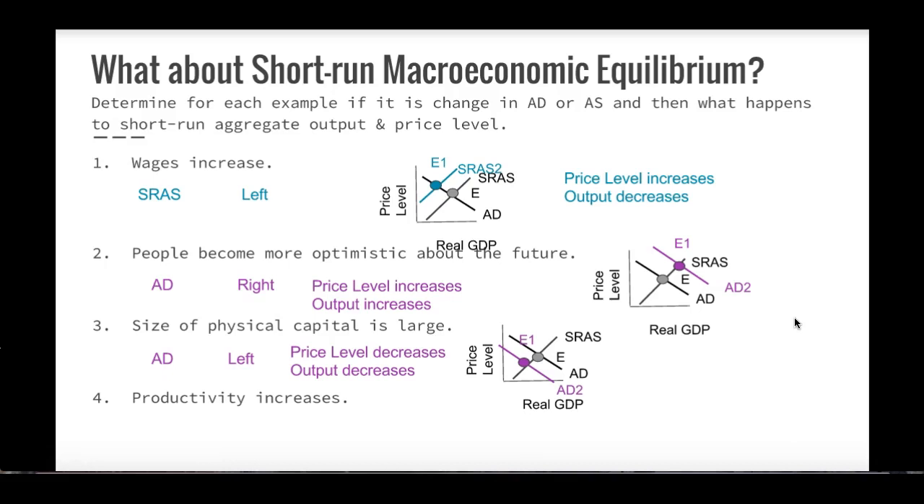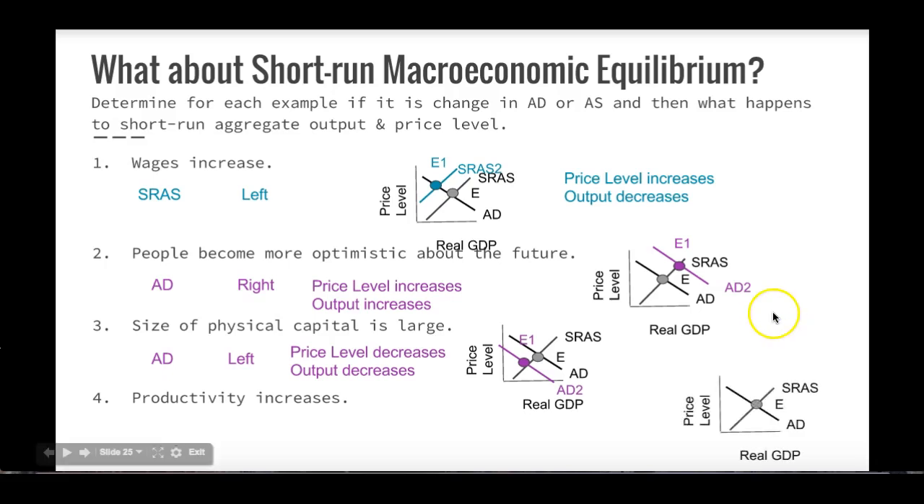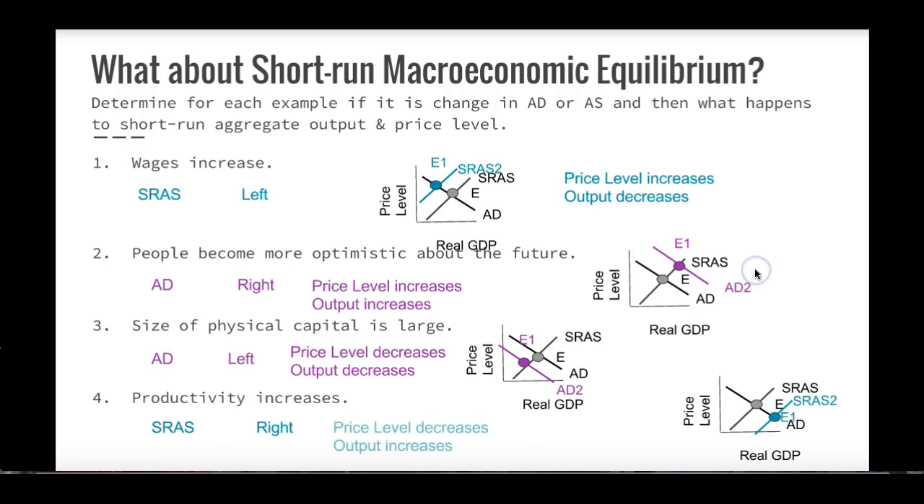And then last, number 4, productivity increases. This is going to be a shift in the short-run aggregate supply curve. And if productivity increases, that means the short-run aggregate supply curve is going to shift to the right. So we're going to draw it over here, and here's our new equilibrium. And so now our price level has dropped and our output has increased. How'd you do? Hopefully well.